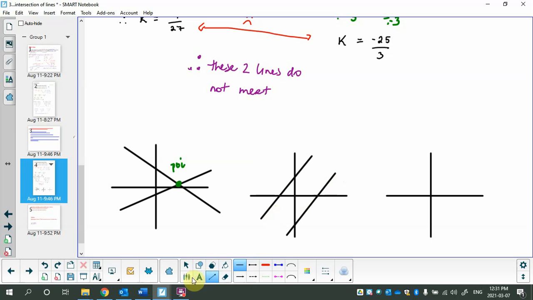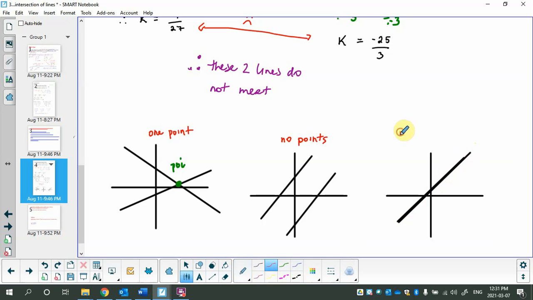So we said in grade 10, this is 1 point, this is no point, let's say points, there is a point. And the other possibility in grade 10 was that the lines ended up right on top of each other, in which case there were infinitely many points.